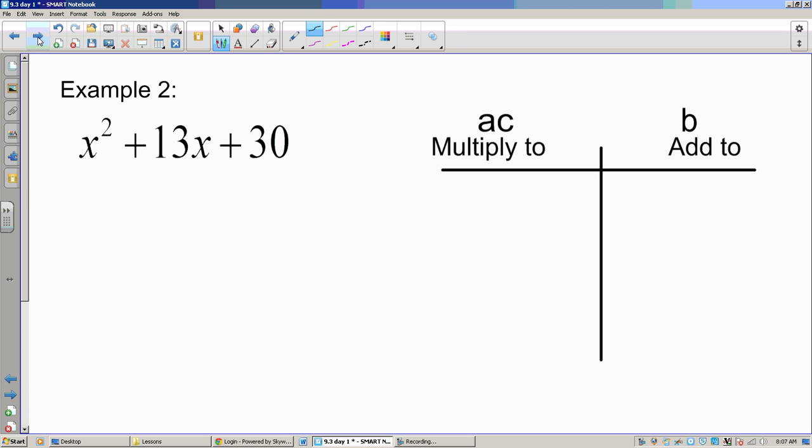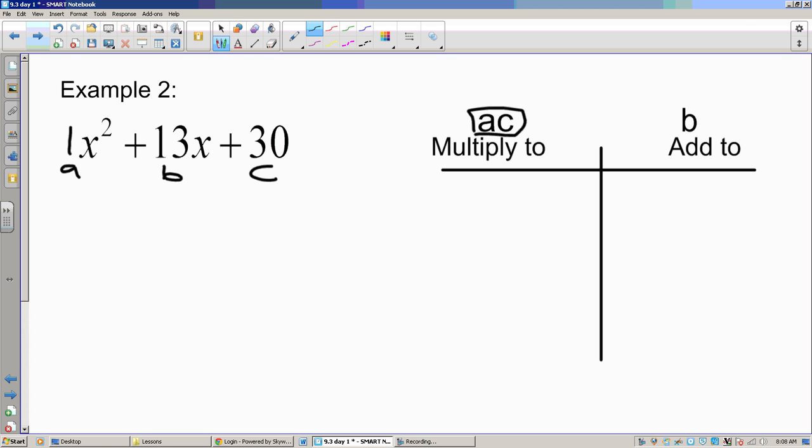So let's do an example again. We're multiplying to a times c. The leading coefficient is going to be 1. So we're multiplying to what, Connor? We're multiplying to a times c. What is a? A's are the numbers. A is 1 times 30.